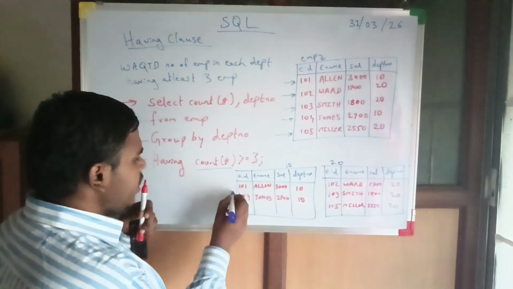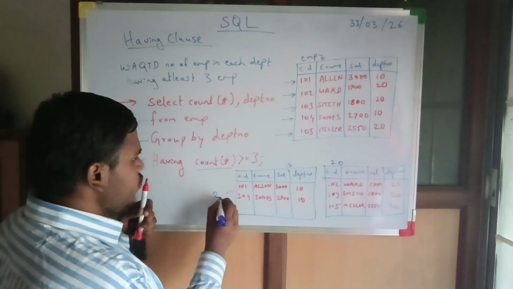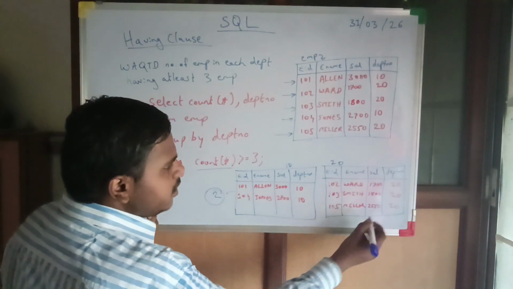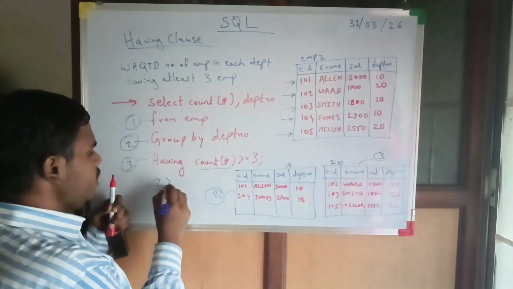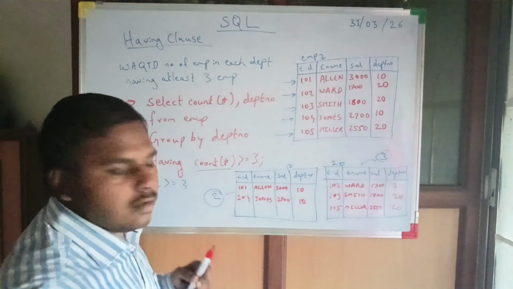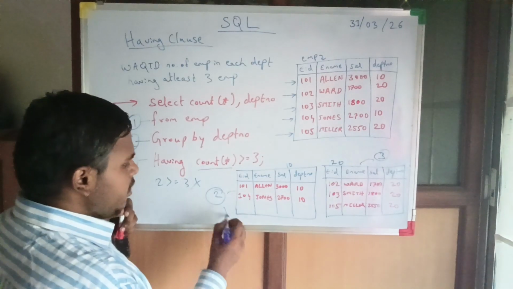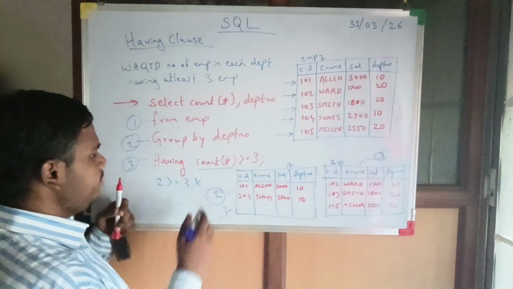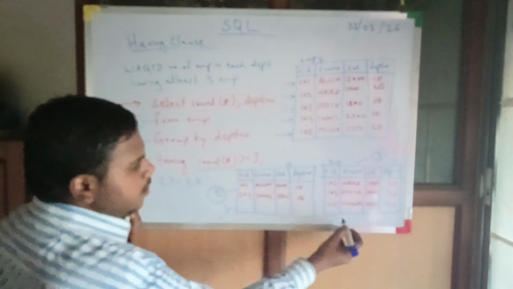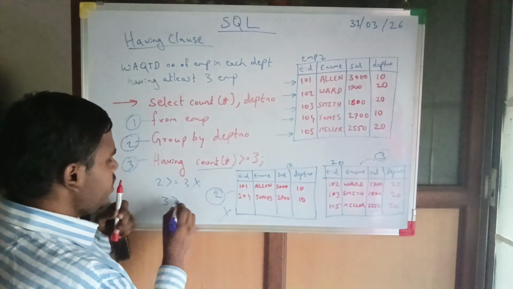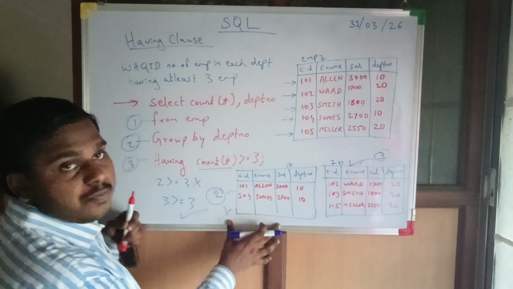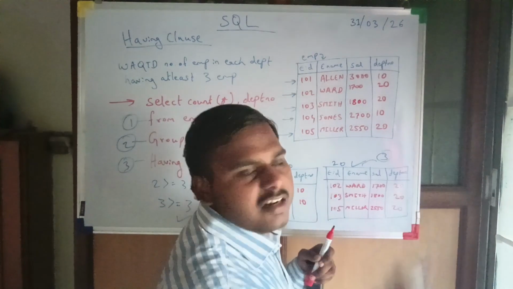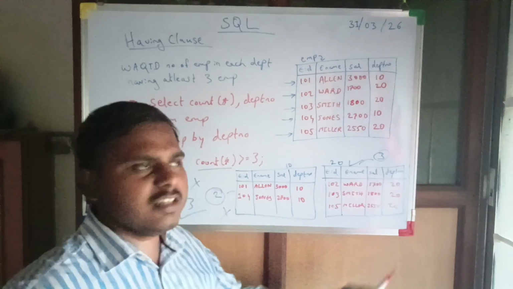So here how many records are there? Here the number of records is 2. Here the number of records is 3. It will check the condition. Is 2 greater than or equal to 3? False. So this group will get rejected. Second condition it will check. Here the number of records is 3. Is 3 greater than or equal to 3? Yes. So this group gets selected. The first group will get rejected. The second group will get selected.